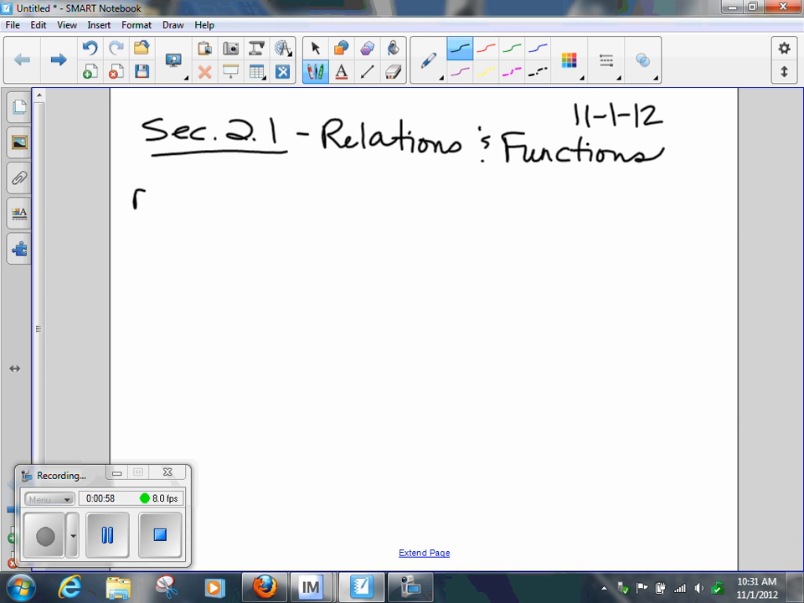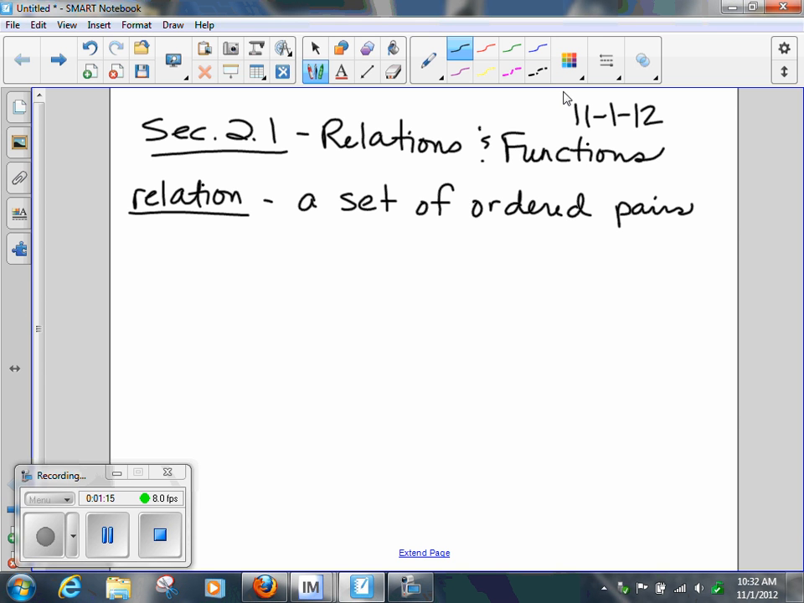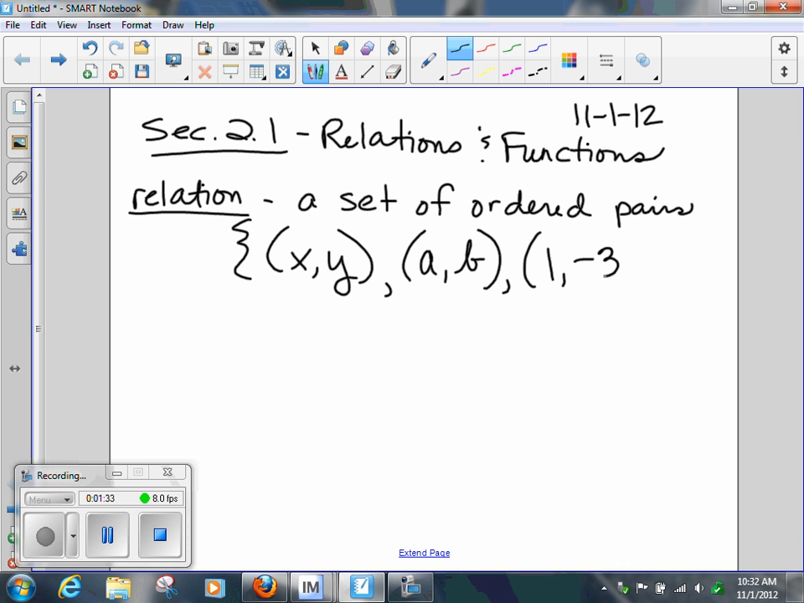Here we go, relation. A relation is a set of ordered pairs. An ordered pair, of course, is this. And if it's a set, it has to be in the fancy brackets. You could have a set of ordered pairs.